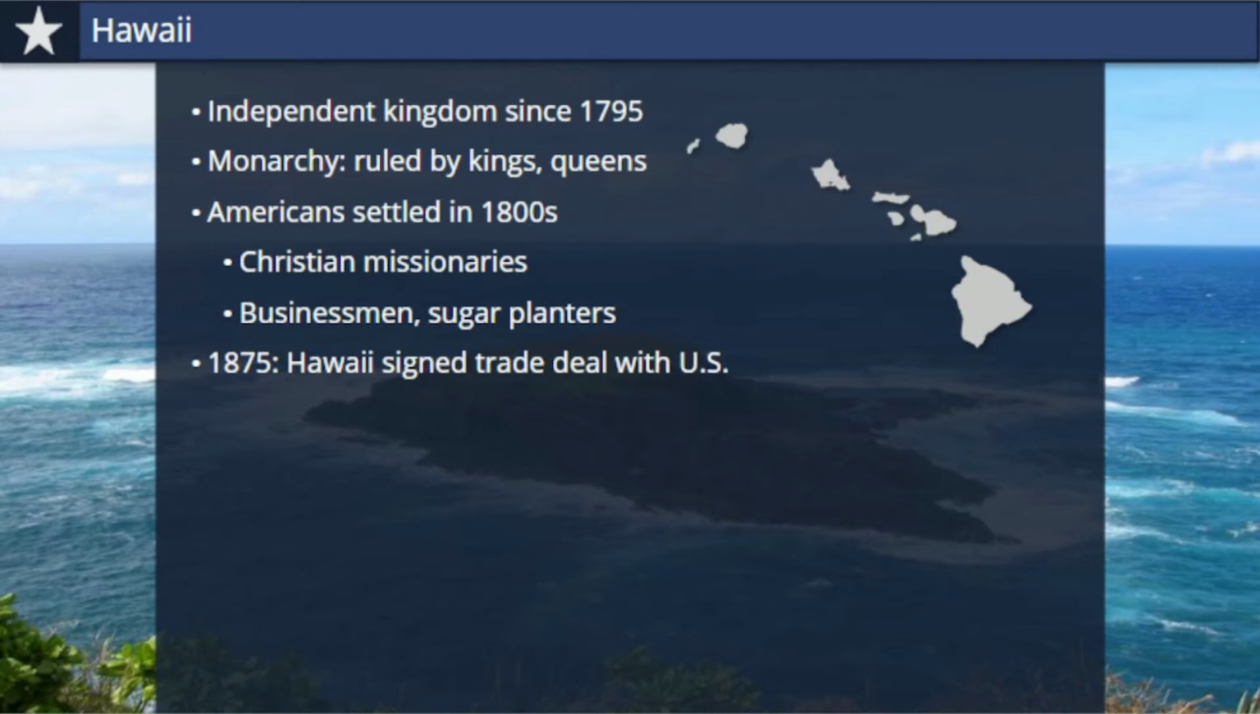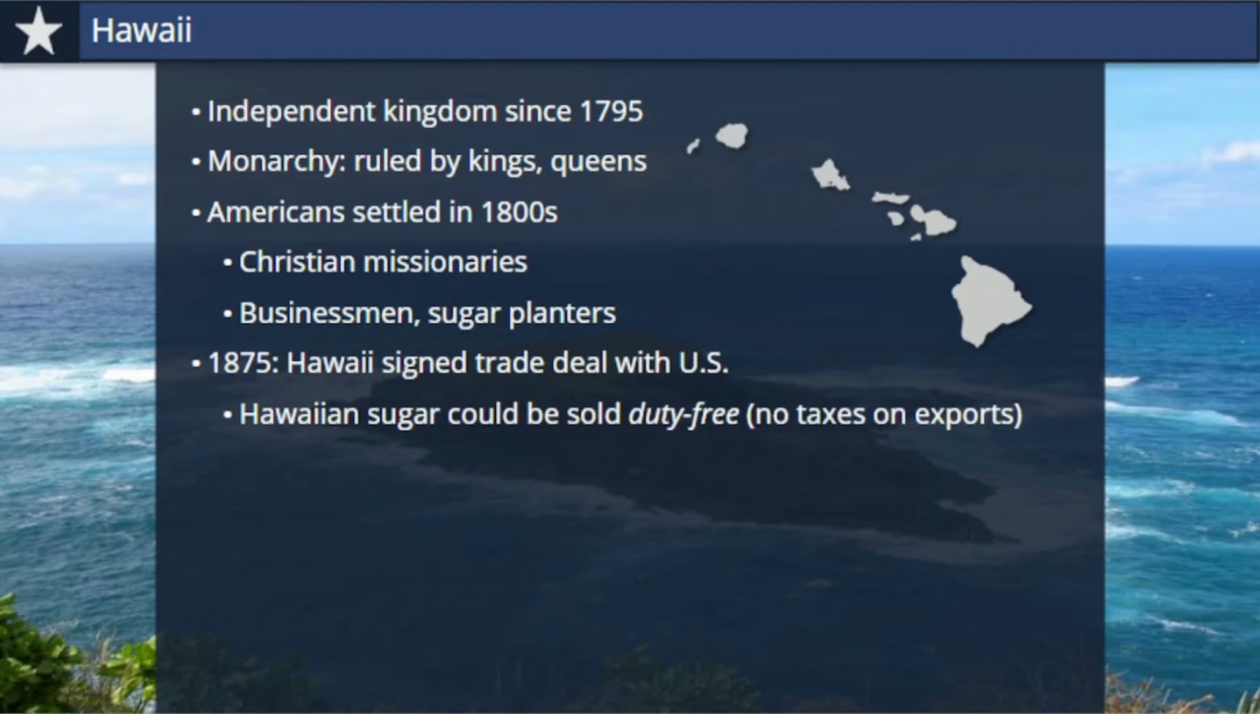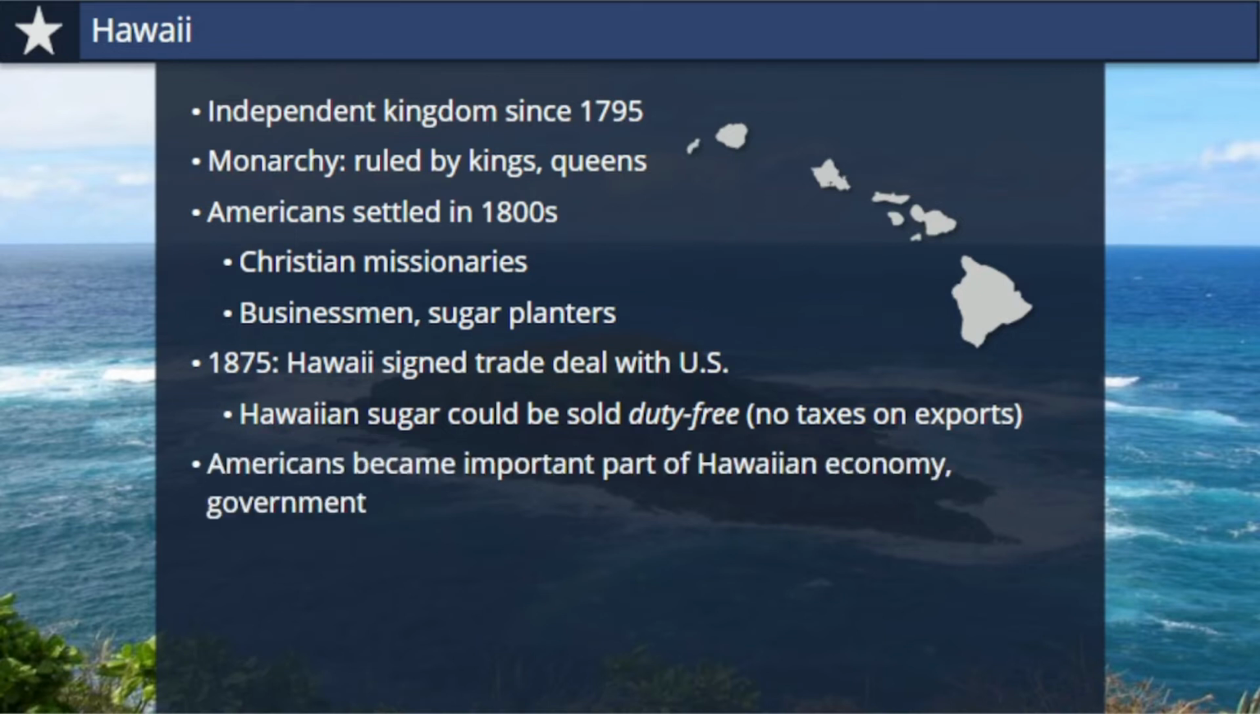In 1875, Hawaii became even closer to the U.S. when it signed a trade deal allowing it to export sugar there duty-free, or without paying taxes. In exchange, Hawaii promised not to give or lease any of its territory to another world power, tightening its bond with the United States. Business boomed, and the Americans who lived in Hawaii became an even more important part of the kingdom's economy and government. Americans also gained the important right to use Pearl Harbor as a refueling station for its ships crossing the Pacific.